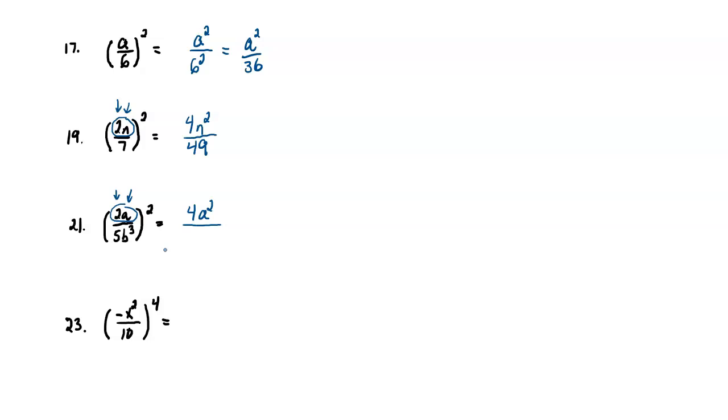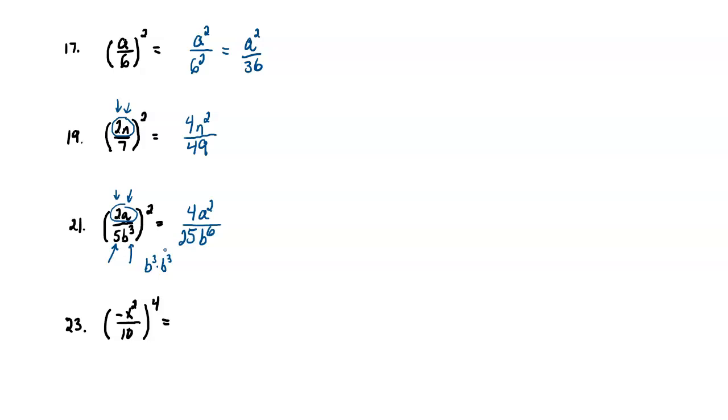Now in the denominator, take the 5 and raise it to the second power, and then take the b cubed and raise it to the second power. 5 to the second power is 25. B cubed to the second power is b to the 6. Think about what the second power means. It means you have b cubed times another b cubed. When you add the exponents, that's b to the 6th power.